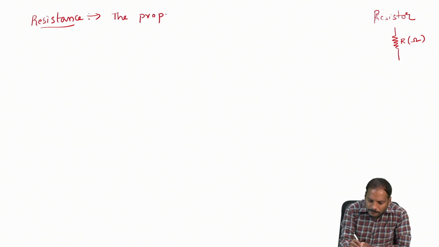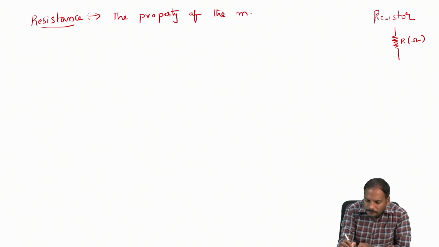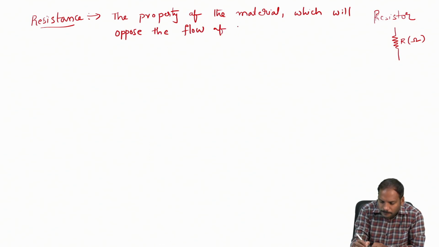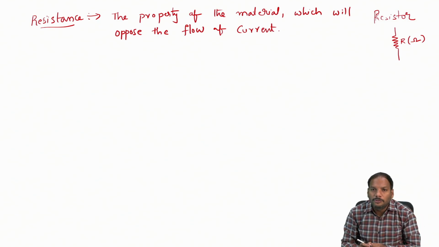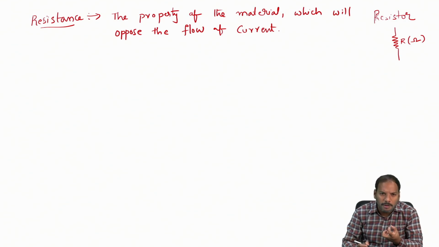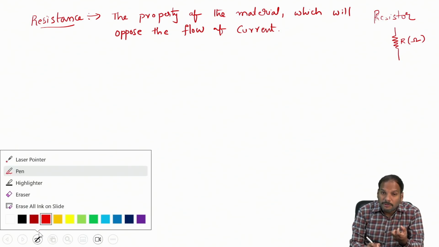The property of the material which will oppose the flow of current. So it is a property of the material which opposes the flow of current. Okay. So instead of explaining with the definition, I will take a small electrical circuit, and I'll try to make you understand the concept of resistance.